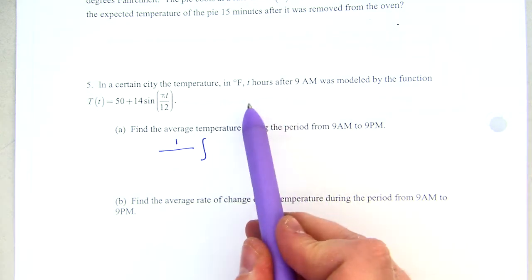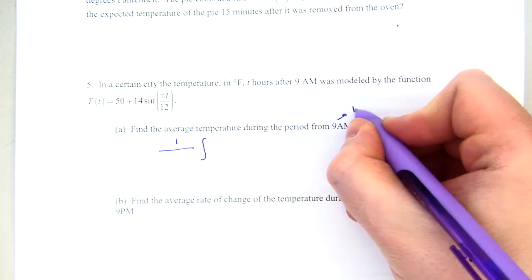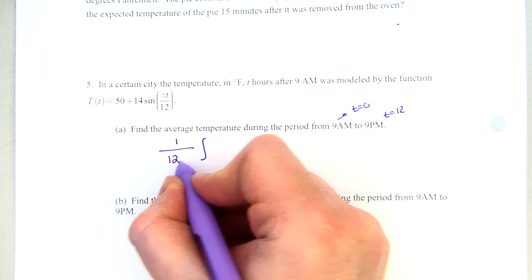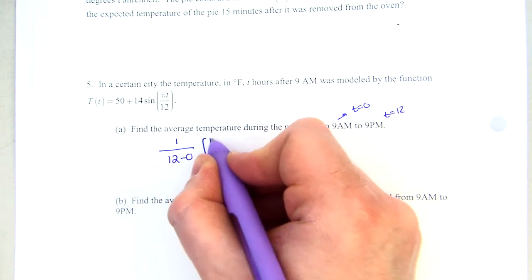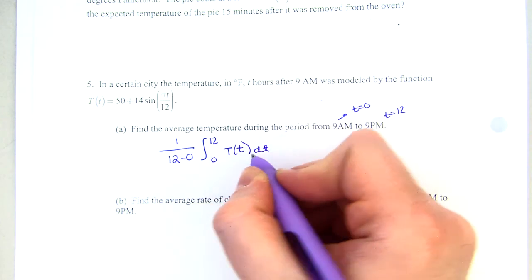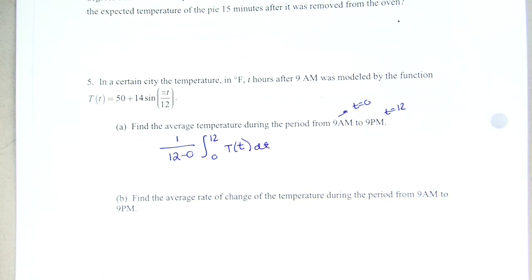We're told that t is hours after 9 a.m., so 9 a.m. is t equals 0. 9 p.m. is t equals 12. So I'm going to do 1 over 12 minus 0 times the integral from 0 to 12 of T of t dt. One's capital, one's little. Sorry, it's bad notation, but whatever. Whatever this gives us should give us the average temperature over the course of the day.